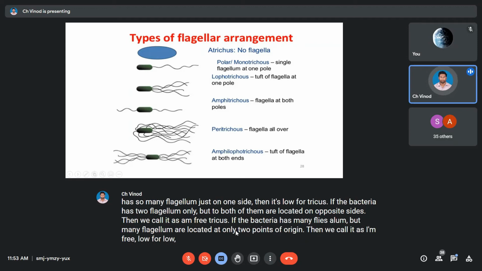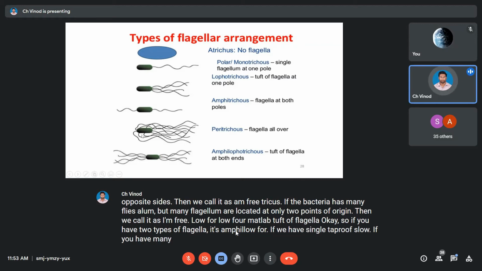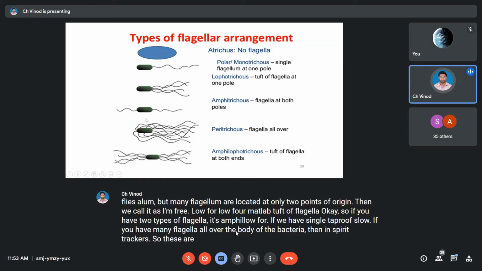Lopho means tuft of flagella. Okay, so if you have two tufts of flagella, it's amphilopho. If you have a single tuft, it's lopho. If you have many flagella all over the body of the bacteria, then it's peritrichous. So these are the different types of bacteria depending upon the availability and locations of the flagellum.